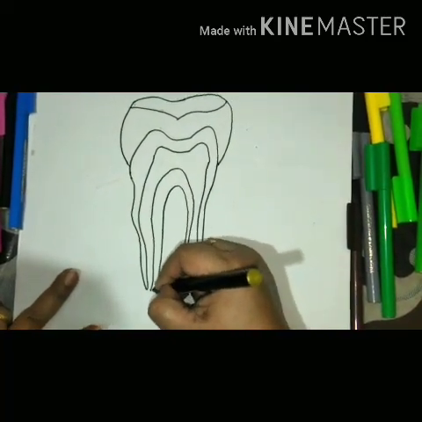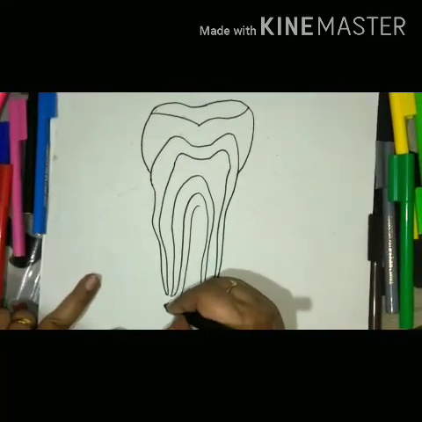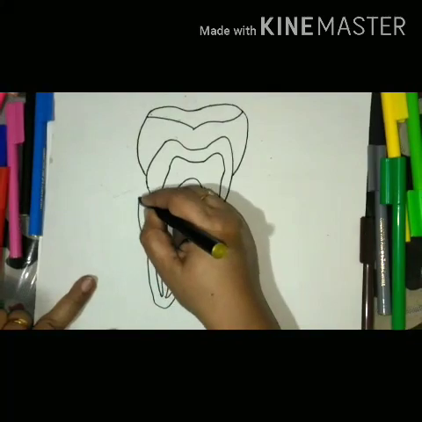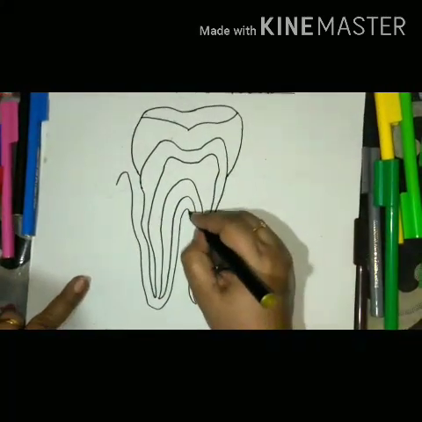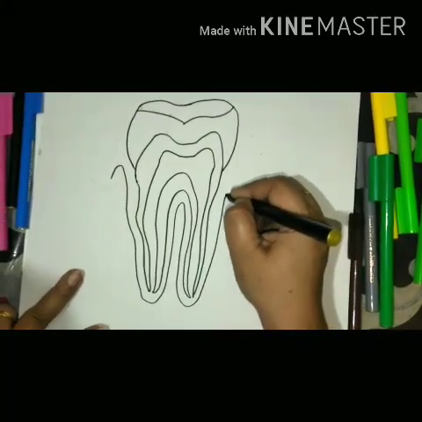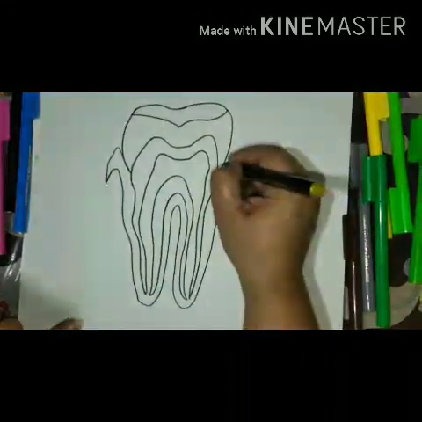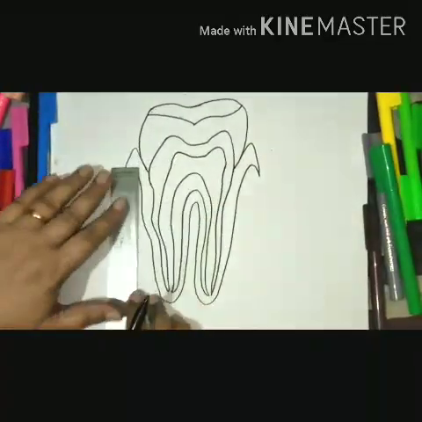and now we are going to draw the entire covering of the root portion. I hope you are able to understand and follow my steps. Have you seen how many lines I have drawn? Join at the top. This is the complete structure of tooth.